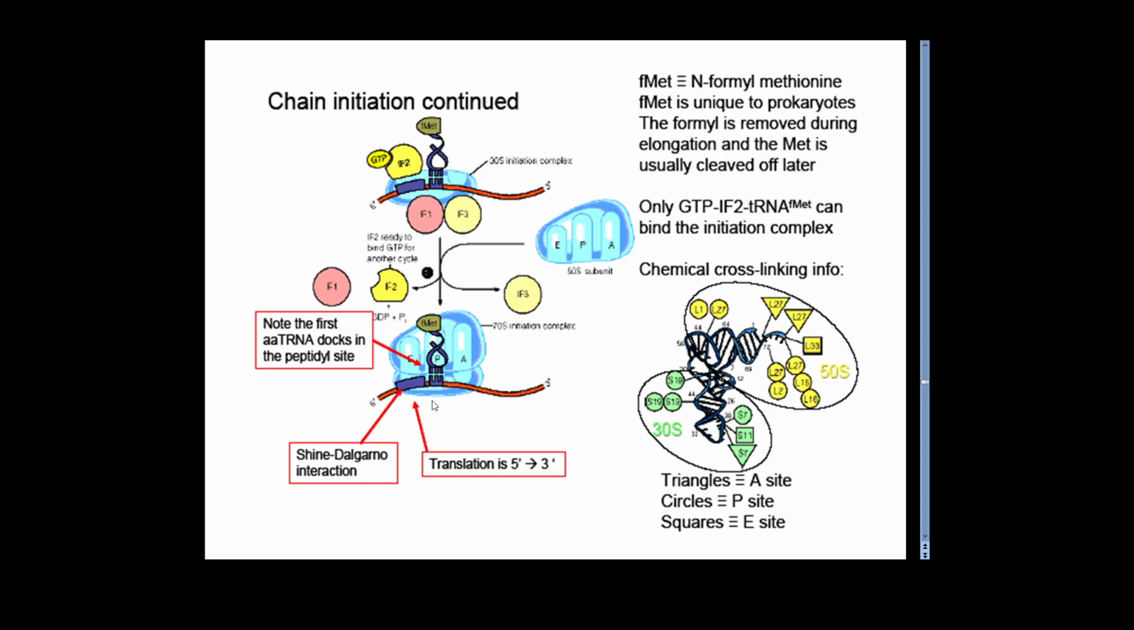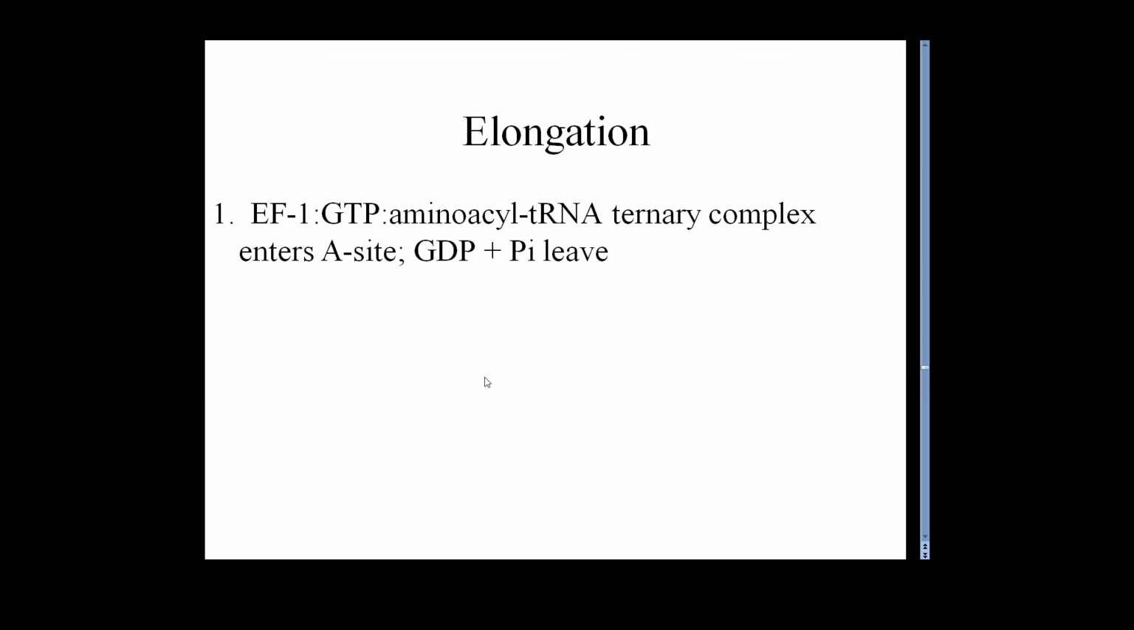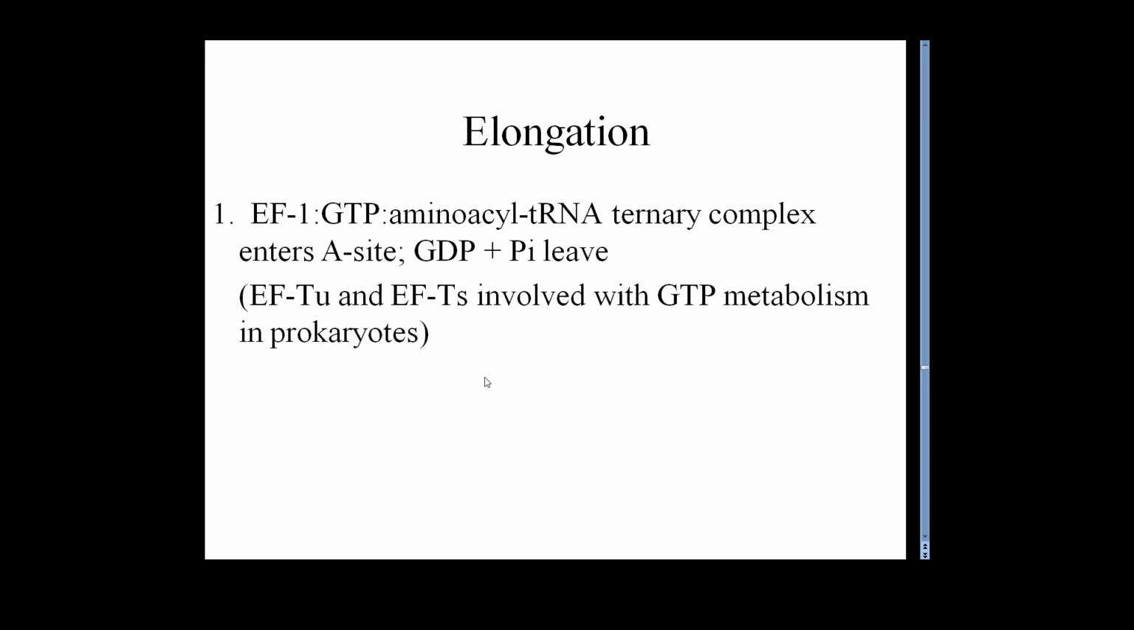And in the P site will be the initiator tRNA, the A site will be empty, and the E site will be empty. And next will be the beginning of elongation. For elongation, 2 factors with GTPase activity are necessary.